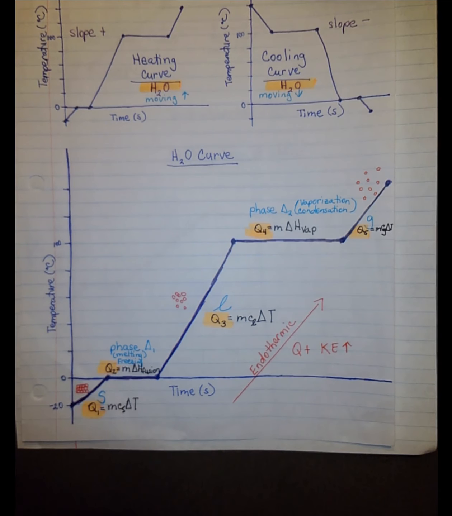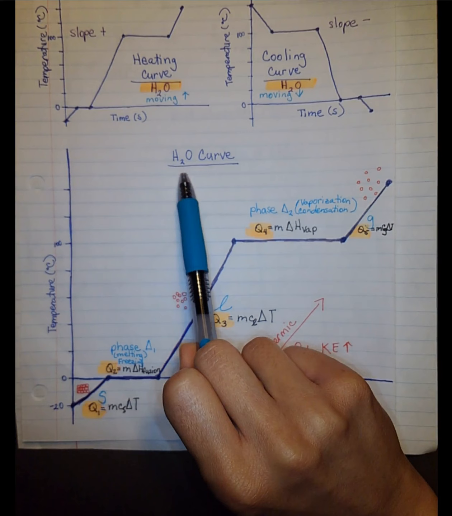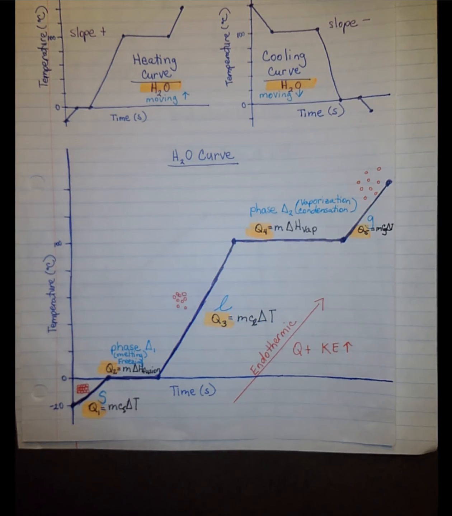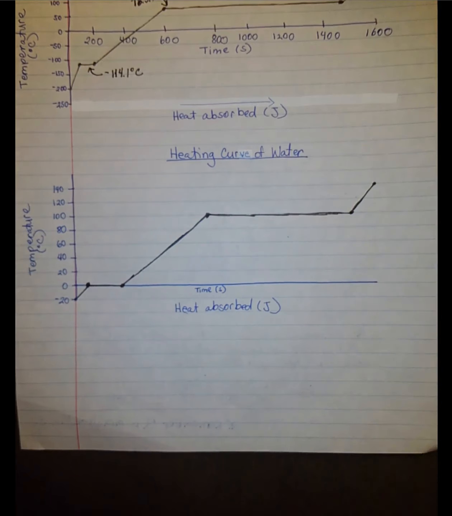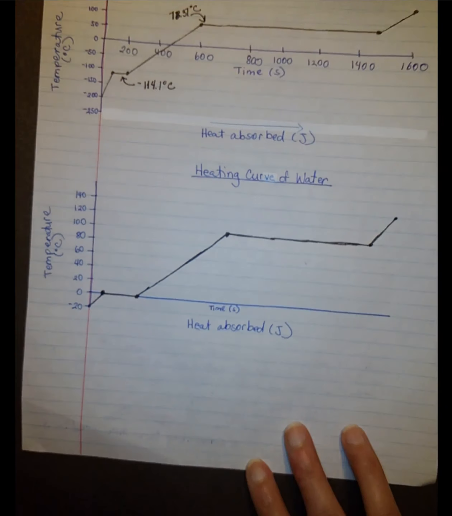So there's only one substance that really has these characteristics where the freezing or the melting point happens to be at 0 degrees Celsius, and then the boiling point happens to be at 100 degrees Celsius, and that would be water. For that reason, this is the water heating curve. So if we're looking at other substances, we can identify other substances.